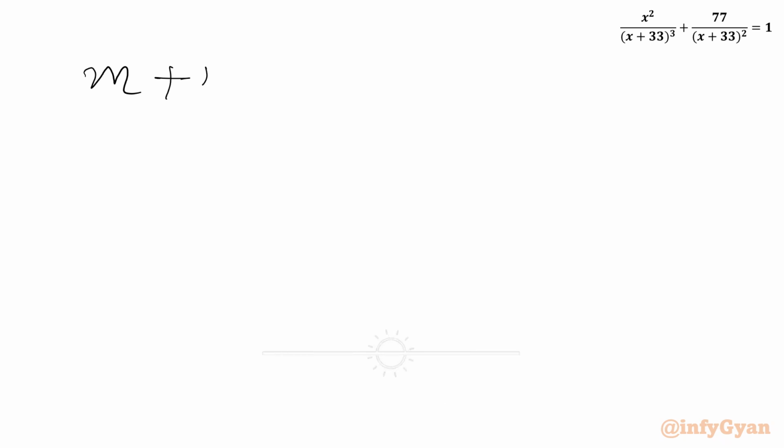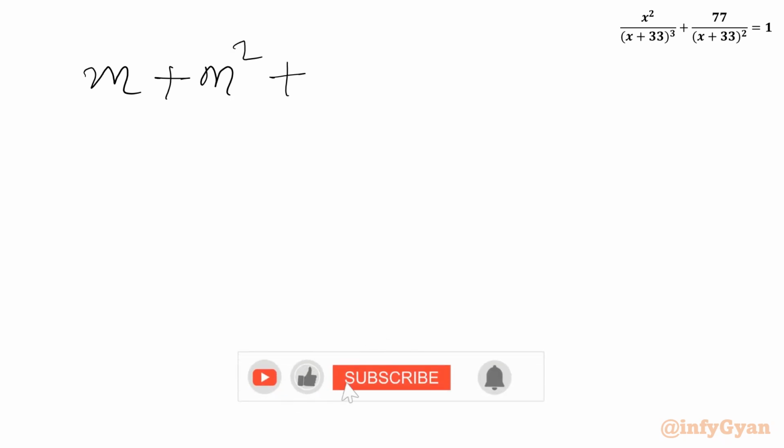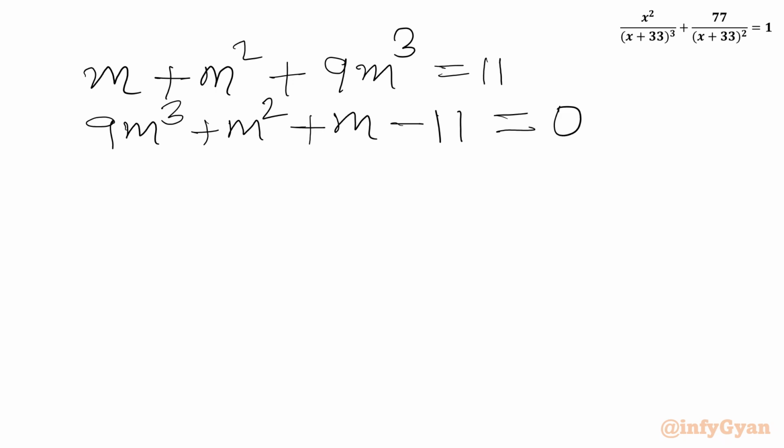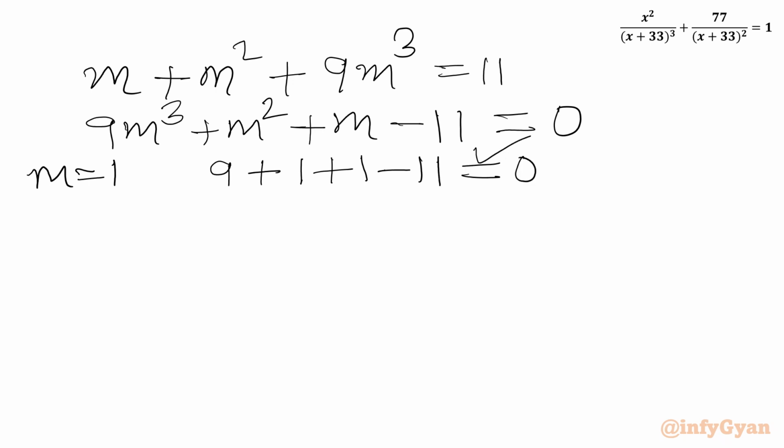m plus m square plus 9m cube equal to 11. Or we can write 9m cube plus m square plus m minus 11 equal to 0. If I plug in simply m equal to 1, I will get one root or solution: 9 plus 1 plus 1 minus 11. This is true. So I can consider m equal to 1 as our base solution.